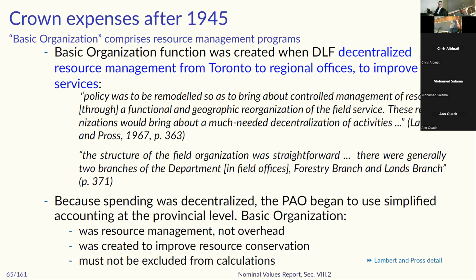Do you have anything to add on the last bullet of slide 65? If I could summarize our opinion, it is that basic organization, as we see it in the accounts, was resource management activities, not overhead, however that term is construed. The intent of that change was to improve resource conservation and therefore to support rents in future. And we believe it can't be excluded. There's nothing here that would lead us to want to exclude basic organization from our calculations, as Mr. Hutchings did.